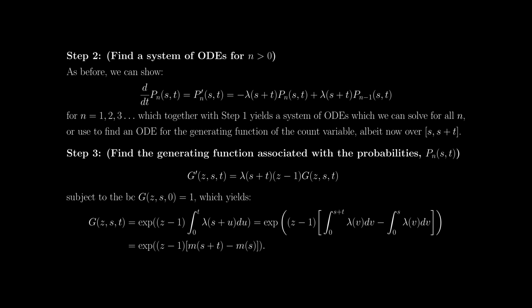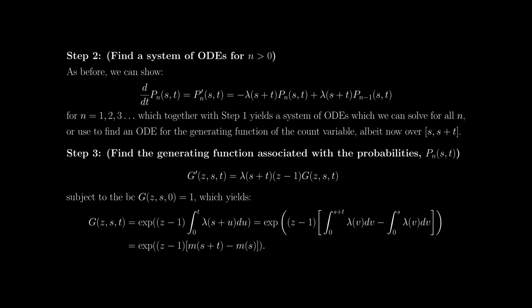We rearrange, divide by h, take the limits, and then we end at a nice, neat differential equation, which says that the first derivative with respect to t of p n arguments s t, so note that we're differentiating with respect to t still, s is just the reference point, is just minus lambda s plus t times p sub n arguments s t plus lambda s plus t times p sub n minus 1 arguments s plus t. And this equation will hold for all n running from 1, 2, 3, all the way up to infinity.